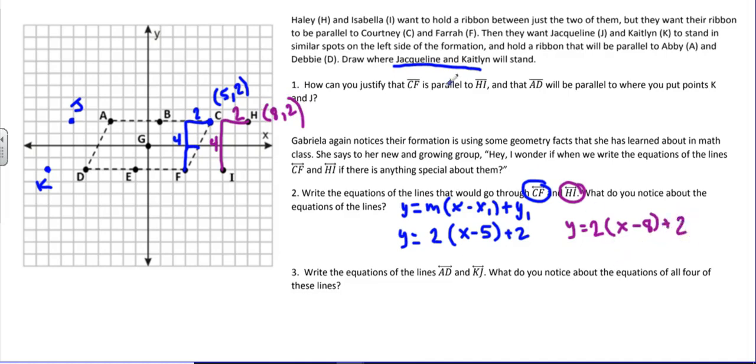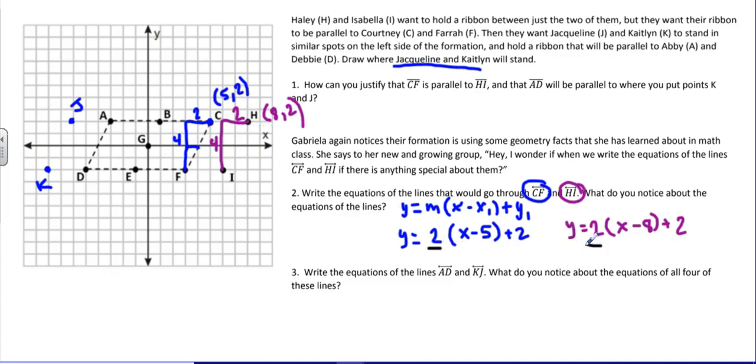And what do you notice about the equations of the lines? Well, what I notice is that they have the same slope. Now the points that I chose happen to be at the same y coordinate, but when I wrote the equation, I could have used point I instead of point H. So that's something that wouldn't necessarily happen. It's just the point that I chose.